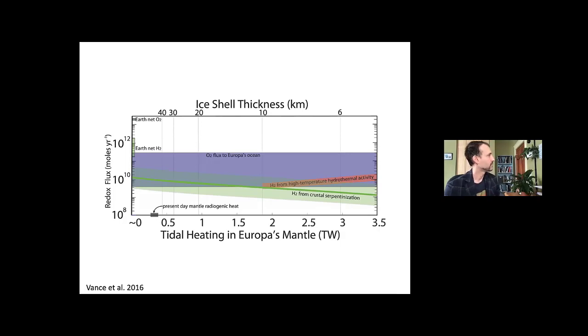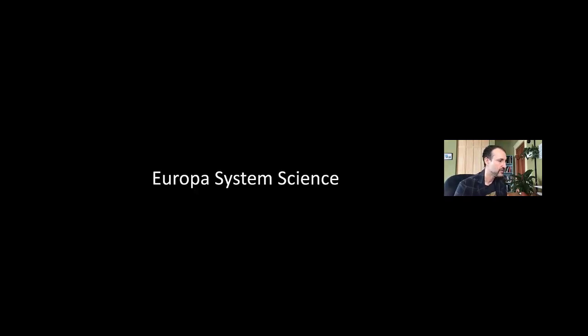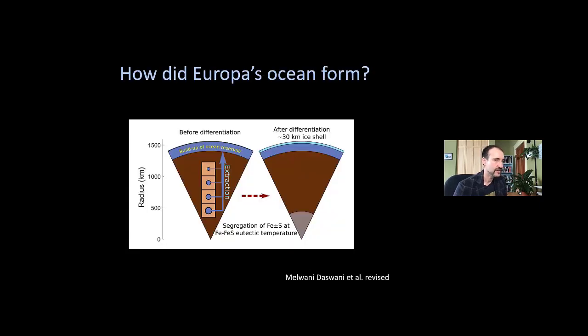So let's see, I'm going to talk for another few minutes, and then we'll take a break. I want to roll this all up into thinking about Europa's system science, namely, how did the ocean form, and how did volatiles evolve through time?